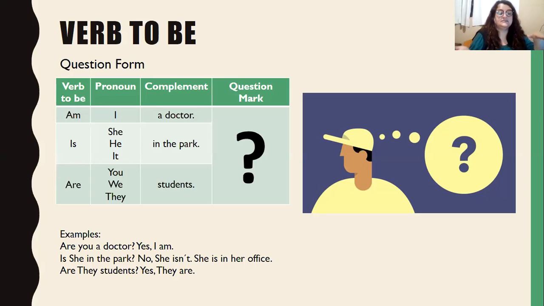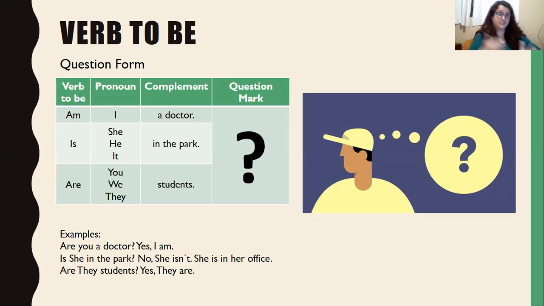So this says, are you a doctor? Yes, I am. Is she in the park? No, she isn't. She is in her office. Are they students? Yes, they are. So here are some examples about the question form and a short answer and also a long answer.